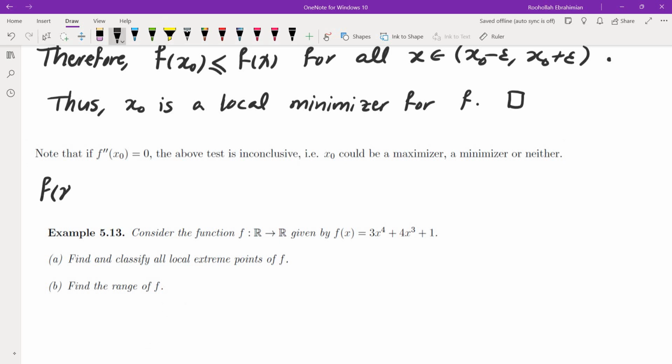Here's an example. f of x equals x cubed. 0 is neither a local minimizer nor a local maximizer. But its second derivative is 0, its first derivative is also 0. Look at x to the power of 4. 0 is a local minimizer, and its second derivative and first derivative are both 0. And finally, f of x equals negative x to the power of 4. 0 is a local maximizer. Second derivative and first derivative are both 0.